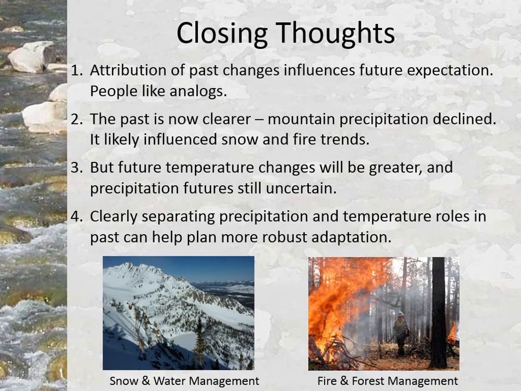People like analogs. The past is clear now. Mountain precipitation has declined, and it's likely influenced our fire and snow trends. But future temperature changes we expect to be quite a bit larger than they have been, and precipitation futures are uncertain. And so my argument is that clearly separating past precipitation and temperature roles in what has gone on can help us design more robust adaptation measures. Thanks much.